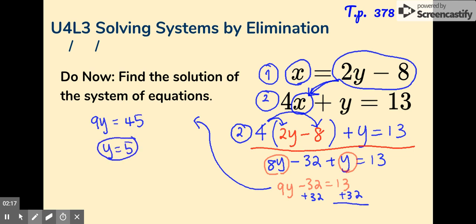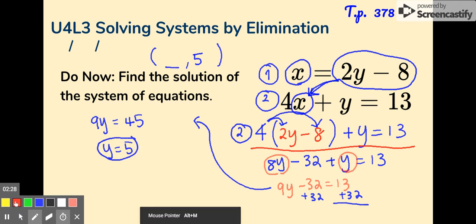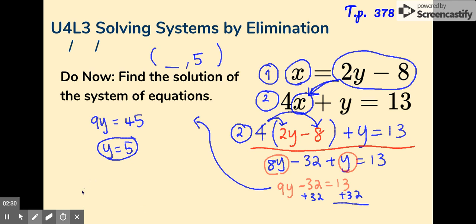So the next step is we need to find x. How can you find x? You have to plug this 5 into y, in either equation number 1 or equation number 2, it doesn't matter. So you plug in 5 here.